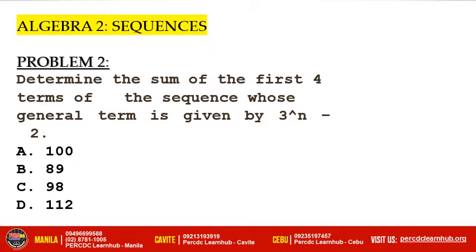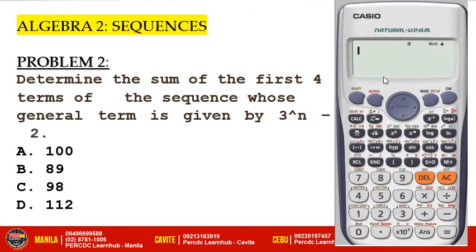Problem number 2. Determine the sum of the first 4 terms of the sequence whose general term is given by 3 raised to n minus 2. So again, using calculator, and instead of using n, kasi nga walang n sa calcio, we use x sa variable. Again, ang gagamitin natin dito is shift lag pa rin. Yung shift lag, yun po yung summation. So shift, and then lag, and then copy natin sa given. Yung given is 3 raised to x, kasi nga wala namang n dito sa calcio, we will use x and then minus 2.